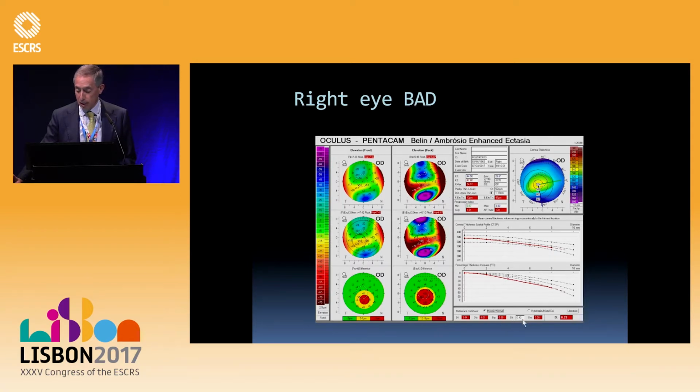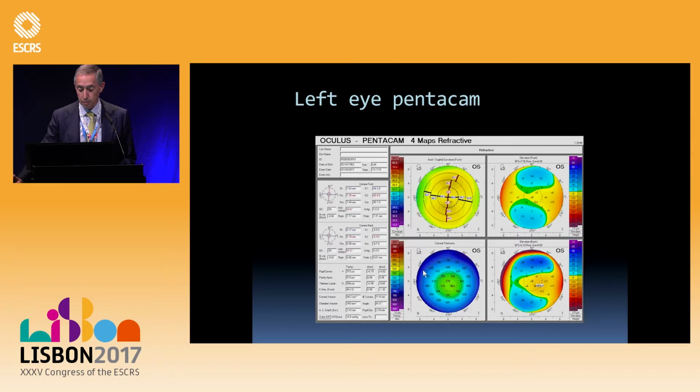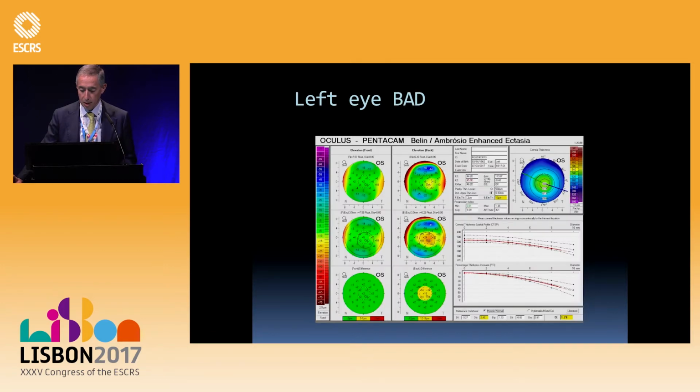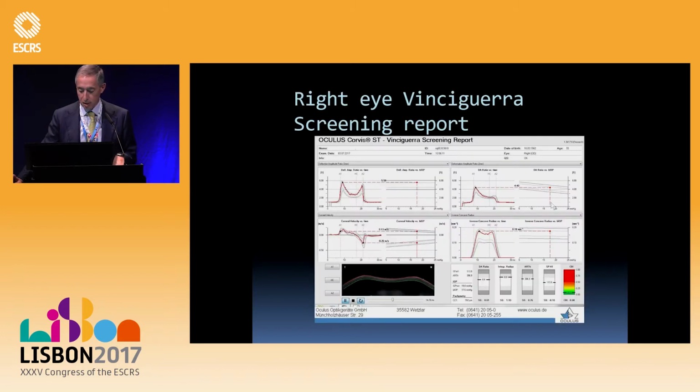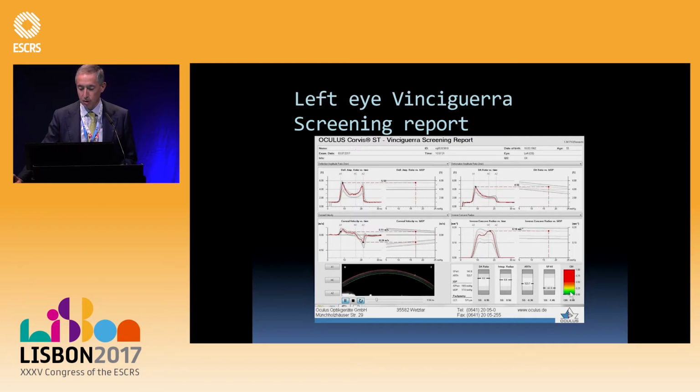This is how it looks at the Belin-Ambrosio. That is the fellow eye. Same curvature, but apparently normal. No risky elevation. 578, so a very good pachymetry. And the left eye, the Belin-Ambrosio, was borderline. What about the CBI? Now let's see the biomechanics of those cases. One eye, the right eye, was normal, and also the left.